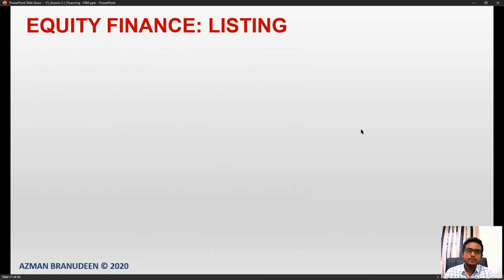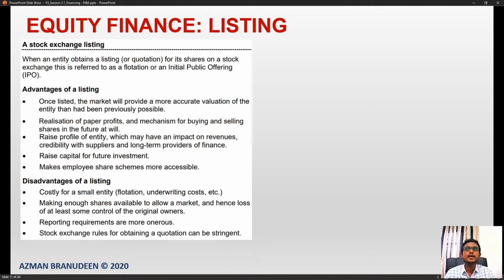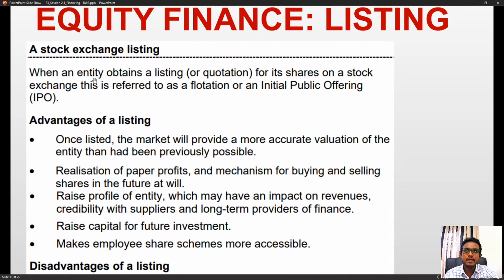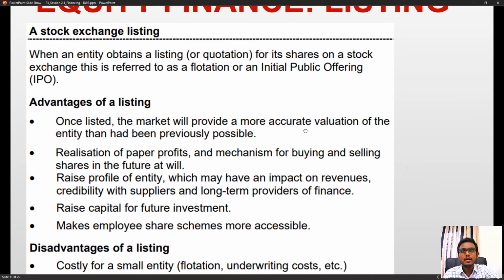That brings me to the listing aspect, right? What do you do? How do you become a listed company? And in almost all cases, the strategic case study also involves a listed company. Now, a stock exchange listing is when an entity obtains a listing or quotation for its shares on a stock exchange. Now, this is referred to as a flotation or an initial public offering, right? When it's done initially, IPO.